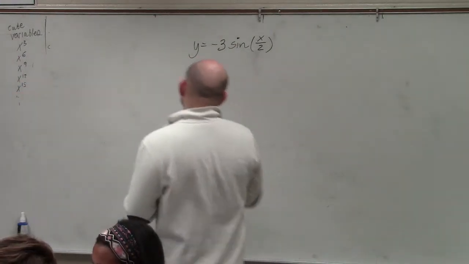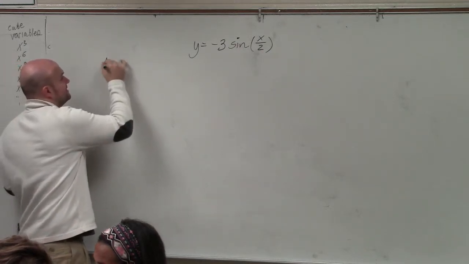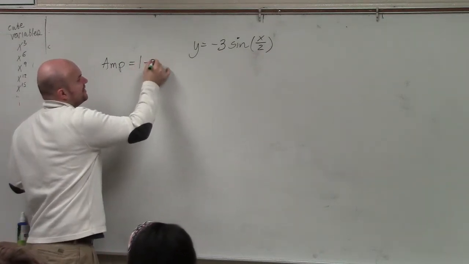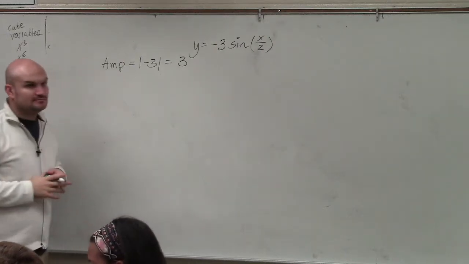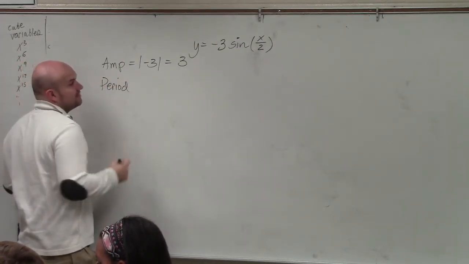So, ladies and gentlemen, first and foremost, I always like to start with the easiest, right? And the easiest in my book is finding the amplitude. Amplitude in this case is going to be the absolute value of your A, which is 3. Yes? Period is going to be 2 pi divided by B.